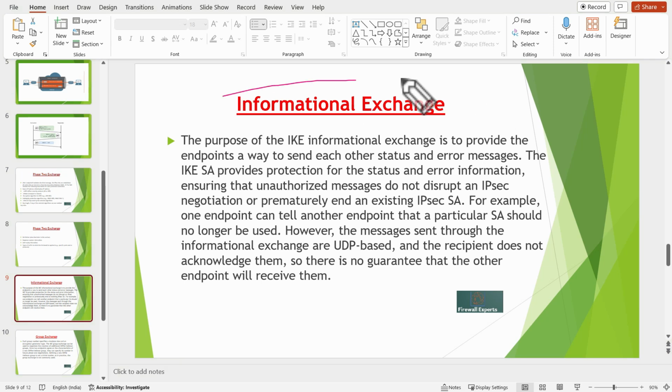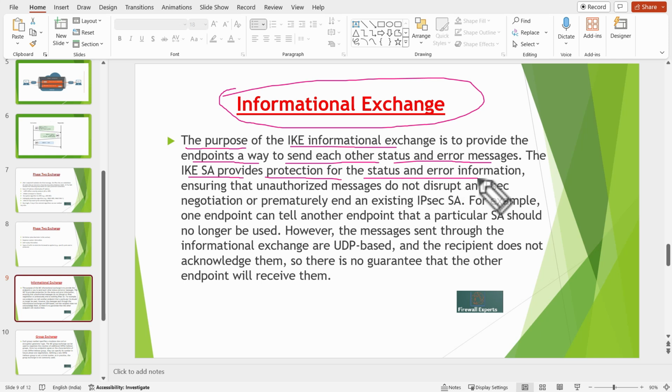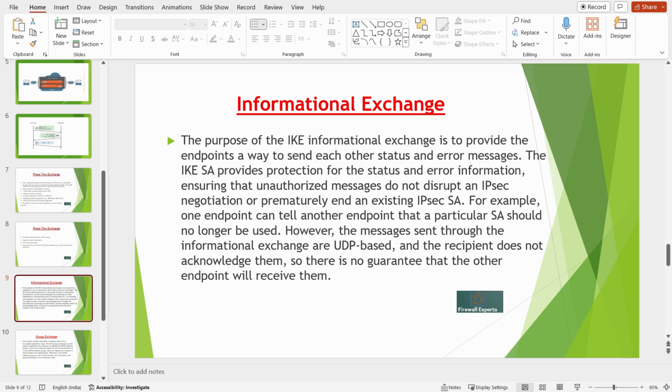Another thing is the IKE informational exchange. This is also used in the IKE transactions. The purpose of the IKE informational exchange is to provide the endpoints a way to send each other status and error messages. The IKE SA provides the protection for the status and error information. So it is used to provide status and error messages between the transactions, or we can say between the communication, or between the message exchange. This is the major responsibility of the informational exchange.